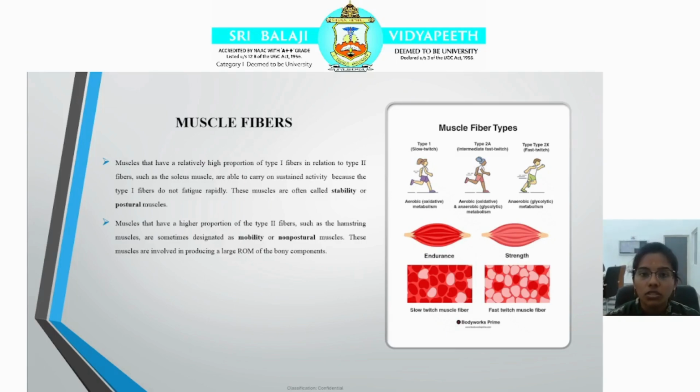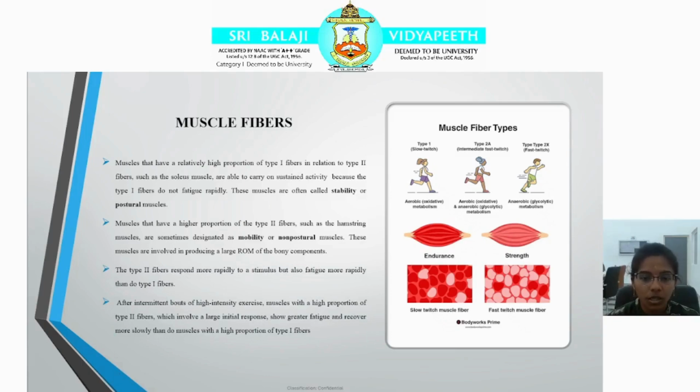One more thing we need to consider is a muscle having more type 1 muscle fibers. They are called stability or postural muscle fibers. These muscle groups, compared to type 2, get fatigued much less than type 2 fibers. Type 2 fibers are designed for mobility purposes. They give a larger range of motion for the bony component, so they fatigue faster and also take more time to recover compared to type 1 muscle fibers.